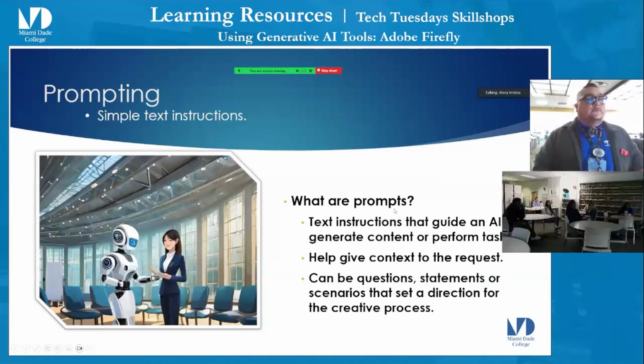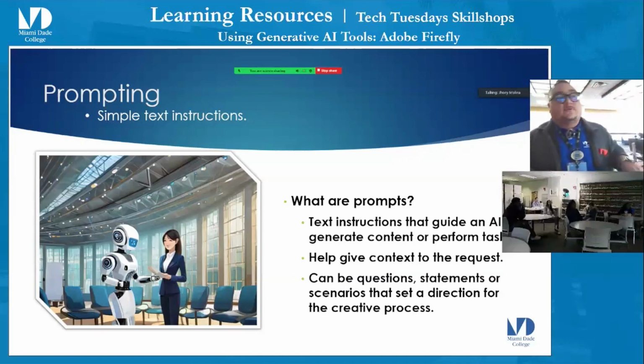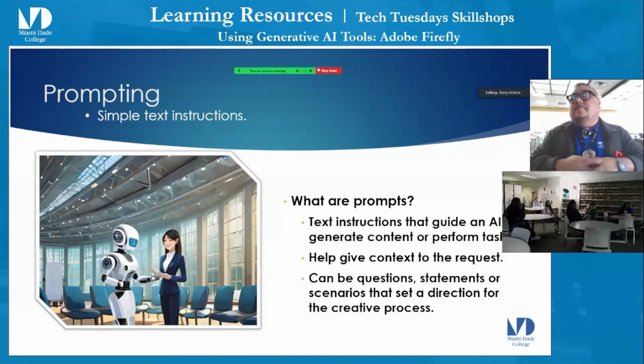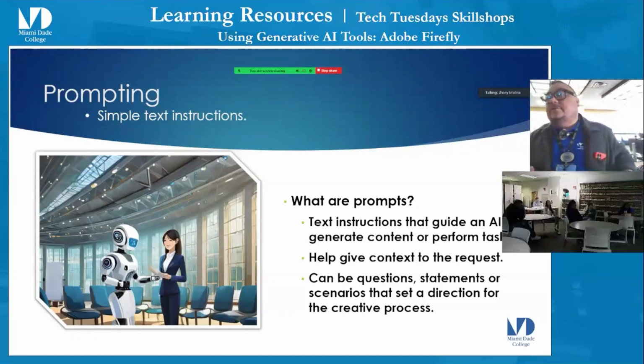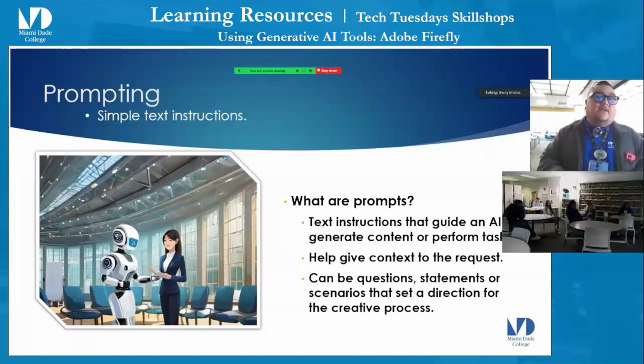So, prompting. You guys say that you have used ChatGPT, so you're familiar with prompts. This is just a general view of that. Prompts are text instructions, natural language that you feed the AI to perform any task that you request. You can give details to help give context to the content that you're requesting. It can be questions, statements, or any scenarios that can set a direction for the creative process.